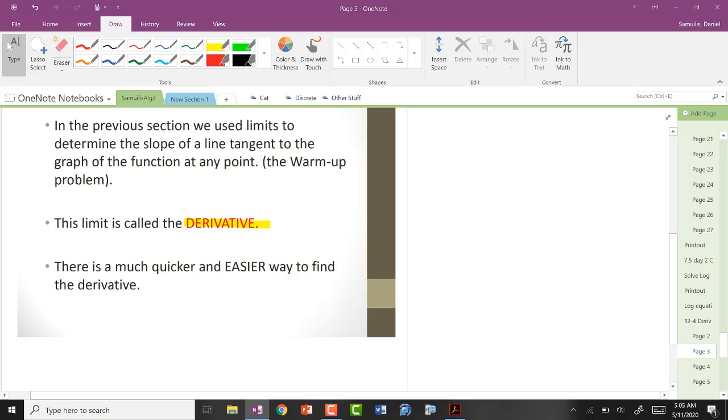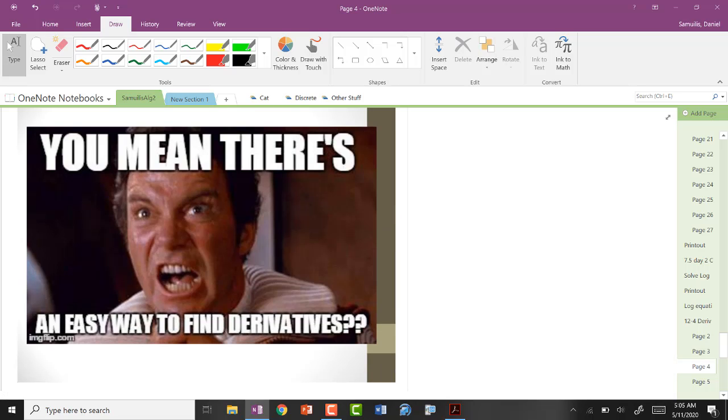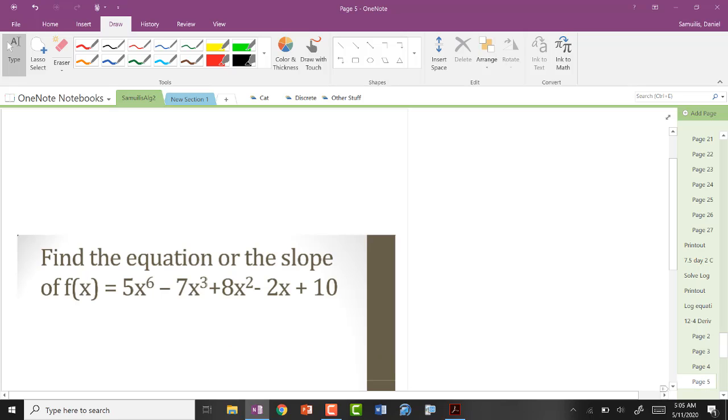Okay, there is a much quicker and easier way to find the derivative. I don't know if somebody's maybe figured out the little pattern to it yet, but yes, there is actually an easy way to do this.